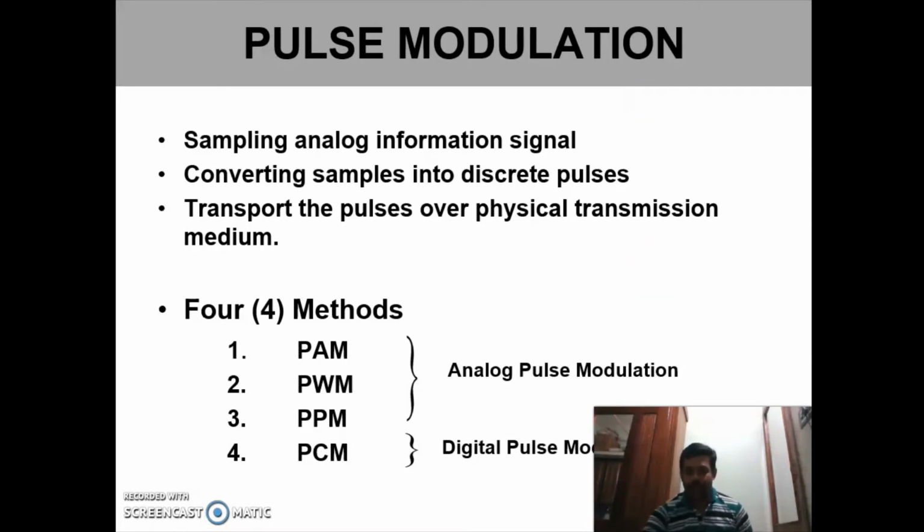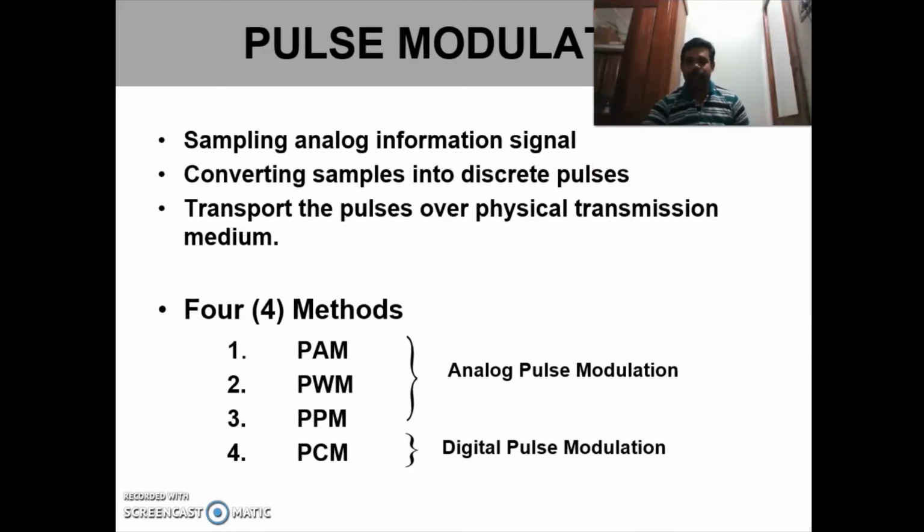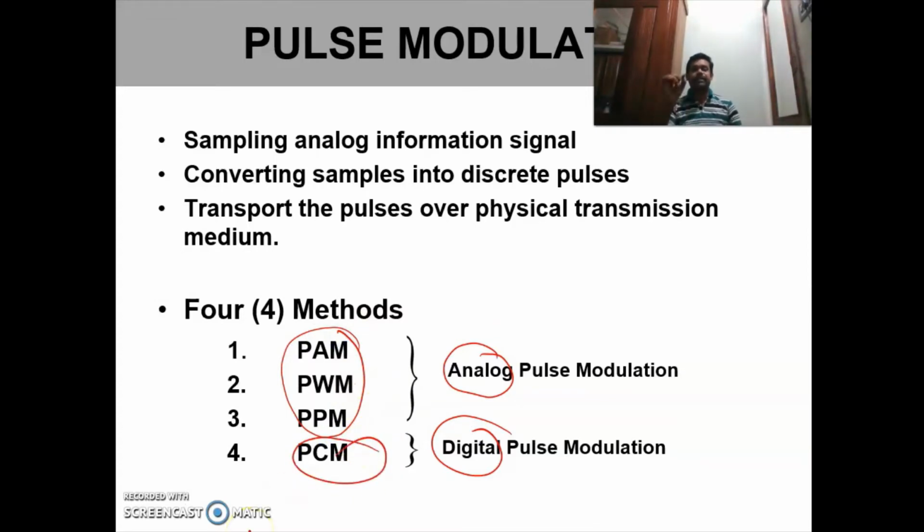Here you have two types of pulse modulation, analog pulse modulation and digital pulse modulation. PAM, PWM and PPM come under analog pulse modulation, and PCM comes under digital pulse modulation. What are the three things? Pulse amplitude modulation, pulse width modulation.